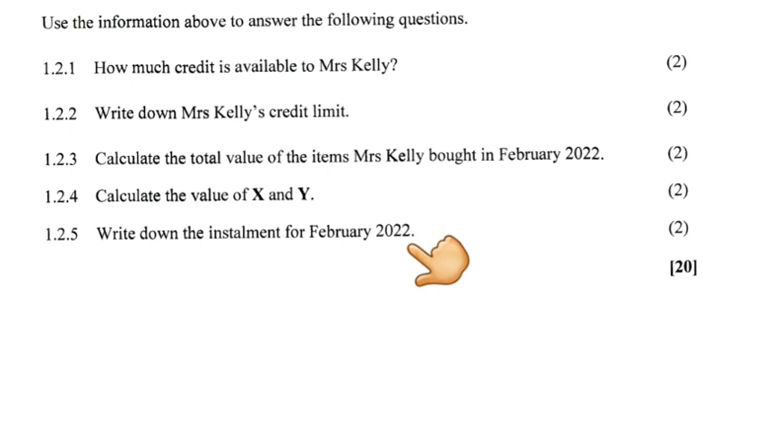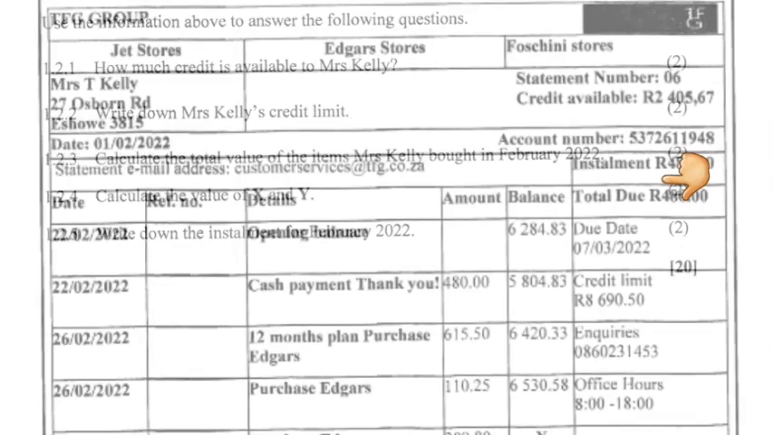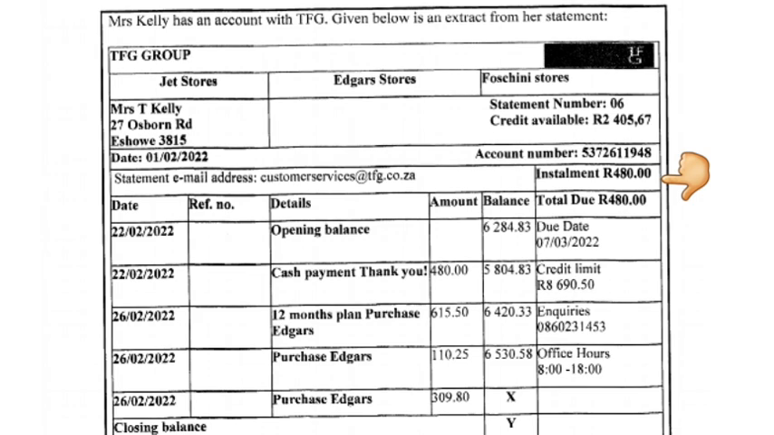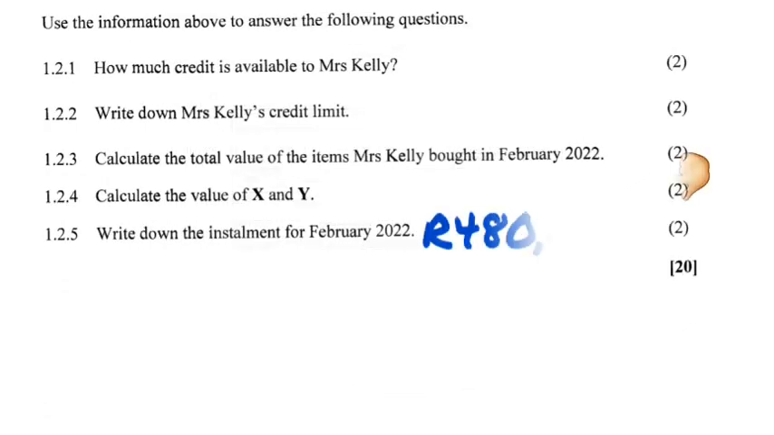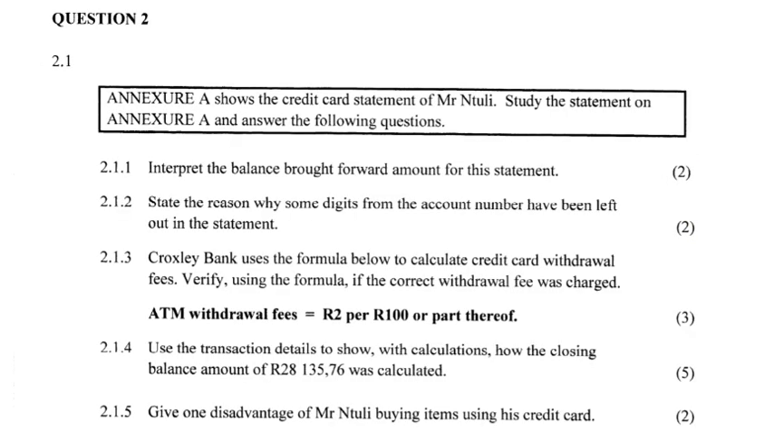Now in 1.2.5 it says write down the installment for February 2022. When you look at my information, it says that my installment, I pay 480 rands. So that's going to be the same installment that I have, because this statement is for February. So that means that is my installment for February. So my installment is 480 rands. So that completes your question on that financial document.